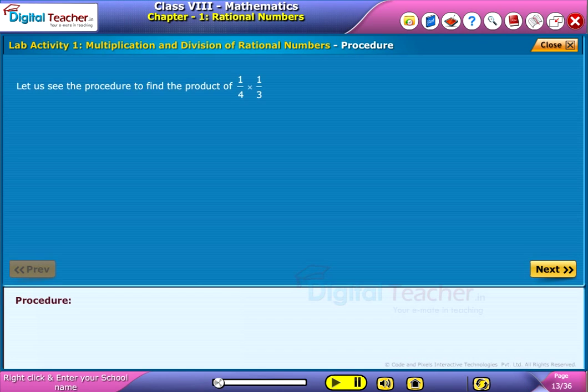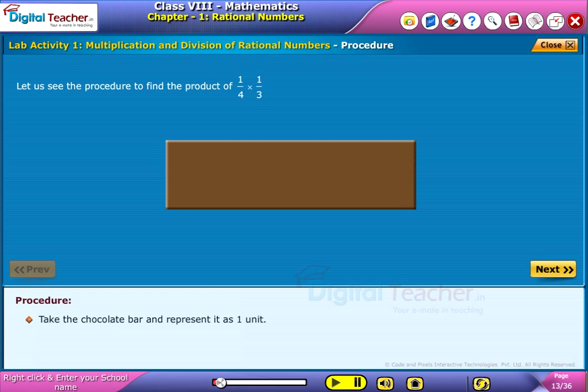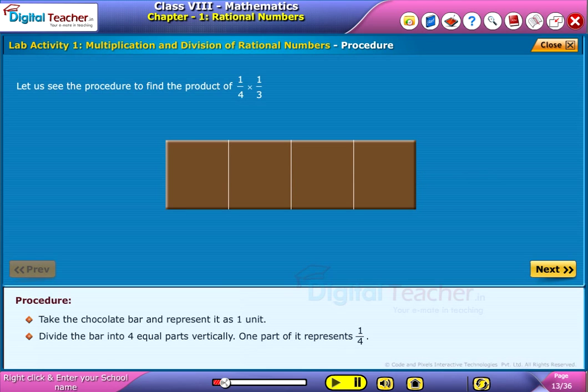Let us see the procedure to find the product of 1 by 4 and 1 by 3. Take the chocolate bar and represent it as one unit. Divide the bar into 4 equal parts vertically. One part of it represents 1 by 4.